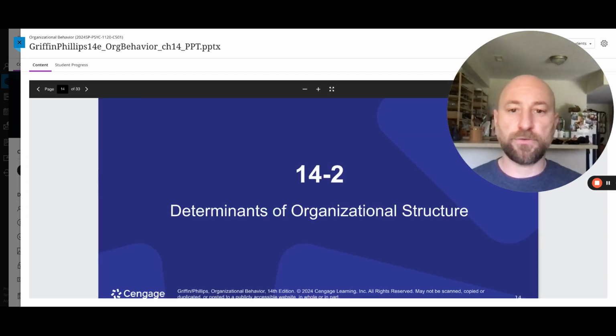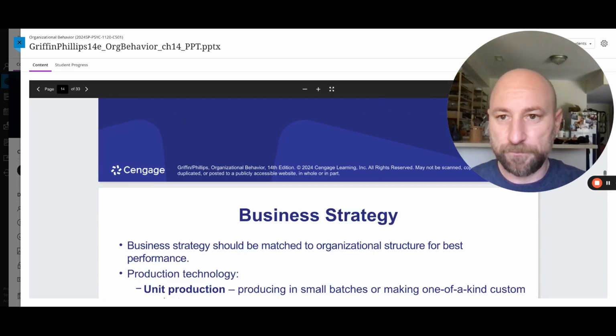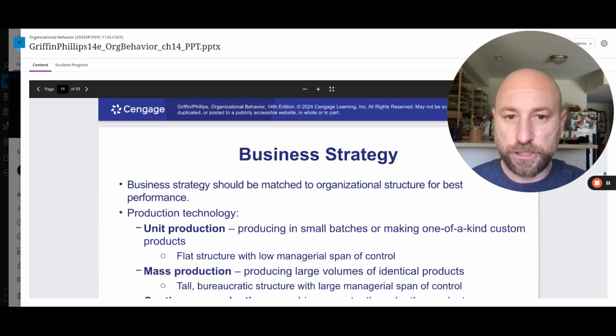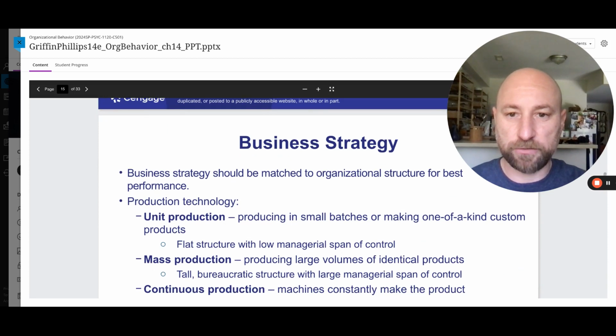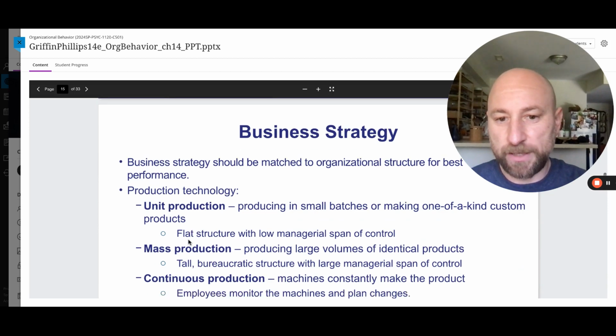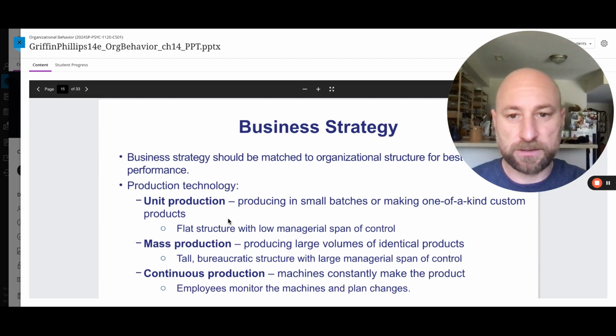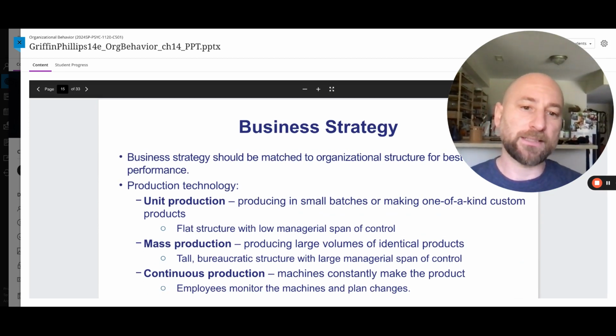Okay, 14.2, determinants of organizational structure. Business strategy should be matched to organizational structure for best performance. Production technology includes unit production, mass production, and continuous production. So unit production is producing in small batches or making one-of-a-kind custom products. Mass production is producing large volumes of identical products. And continuous production means machines continuously make the product.